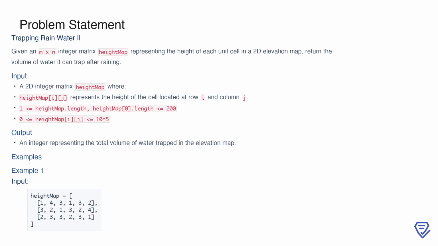The input to the problem is this height map matrix, where the dimensions of the matrix, heightMap.length and heightMap[0].length, can range from 1 to 200. Additionally, the height values for each cell, heightMap[i][j], are integers between 0 and 100,000. The output will be a single integer representing the total volume of trapped water. Now, let's look at an example to clarify how this works.